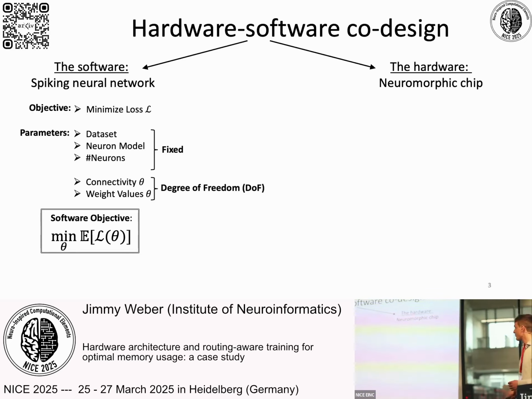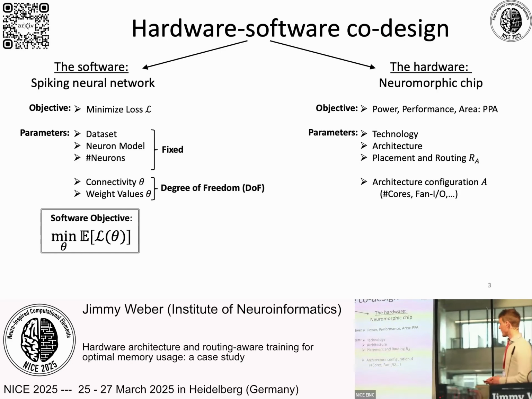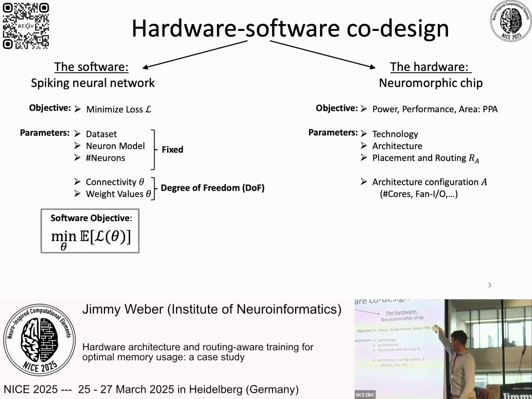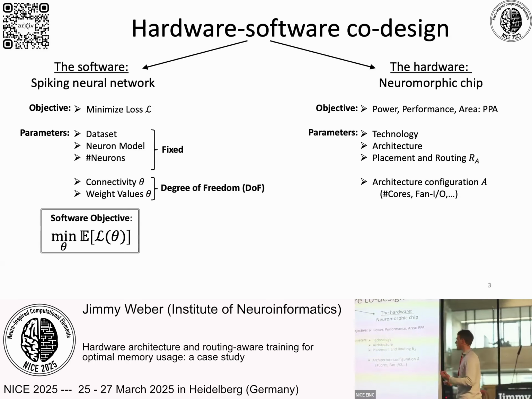And the objective is obviously to minimize the loss with respect to the degree of freedom that we have, which is the weights. On the other side, we have the neuromorphic chip, where basically you tend to minimize the power, increase performance, and minimize area, so the PPA. The parameters or the choices that you can make when designing are the technology, the architecture, and the routing algorithm that I was telling you about. And finally, you have the specific configuration setup that you're going to have.